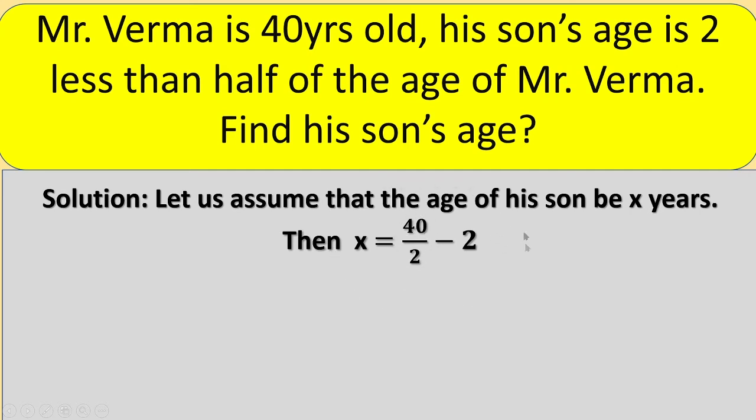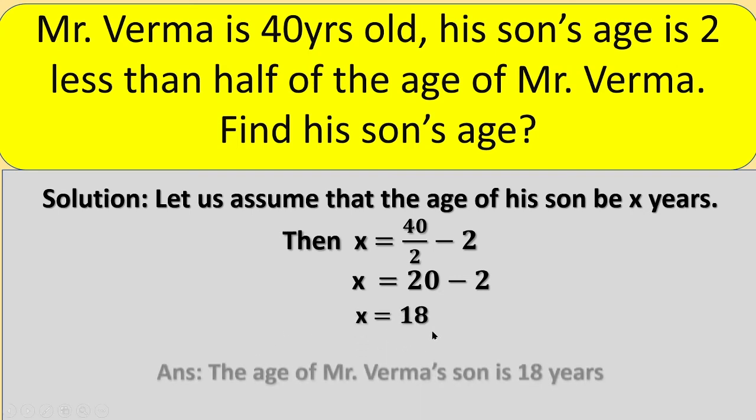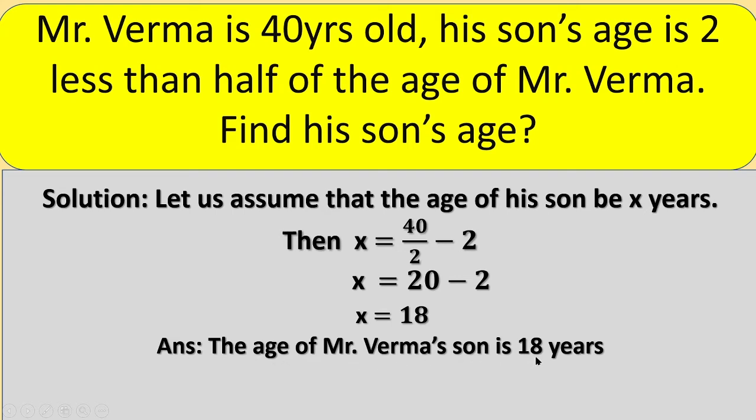So this is the condition given in the question, that his son's age is 2 less than half of the age of Mr. Verma. That's why I have taken half first, 40 by 2, and then we will subtract 2. If we solve it further, 40 divided by 2 will be 20. So x is equal to 20 minus 2. Now children, 20 minus 2 is how much? It is 18. So x becomes 18. Now you have to write the answer: the age of Mr. Verma's son is 18 years. So we have got the answer right here.